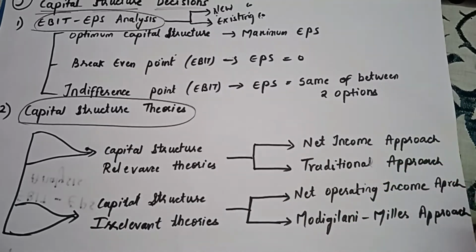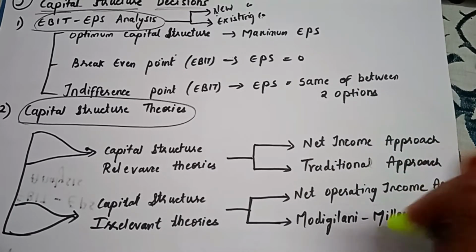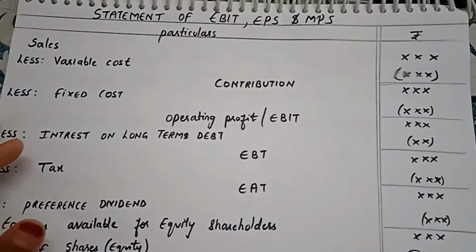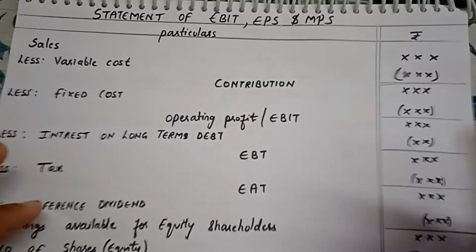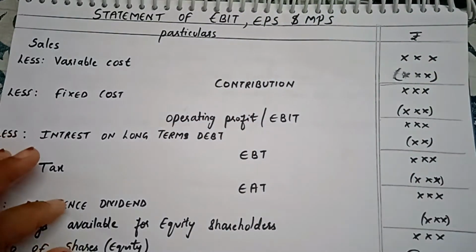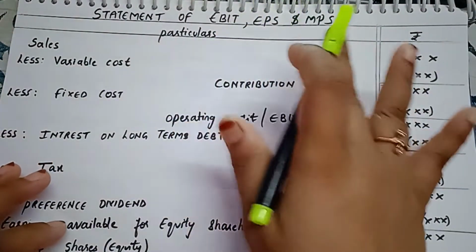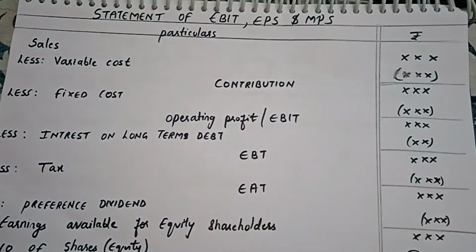Okay, to understand all these things, we'll see each and every topic in detail in each of the lectures. All along I was saying EBIT and EPS analysis. Then what actually is EBIT and EPS analysis? How can you relate to it if you are new to this?